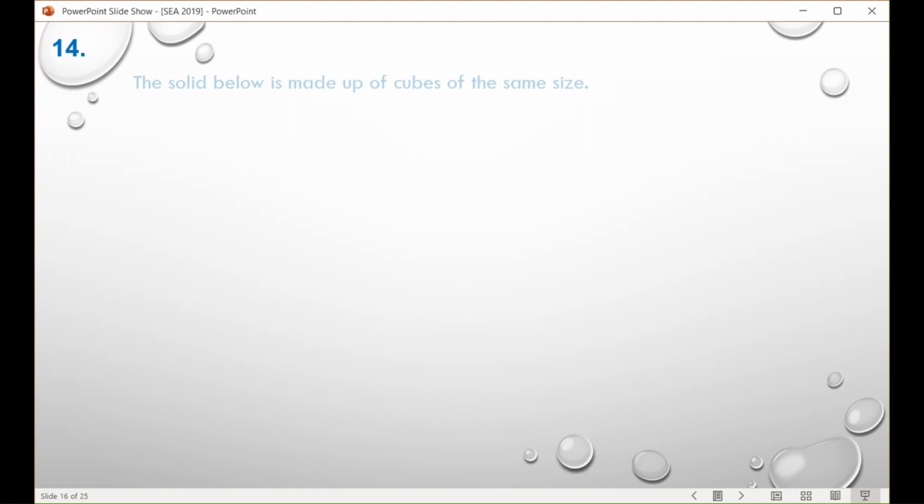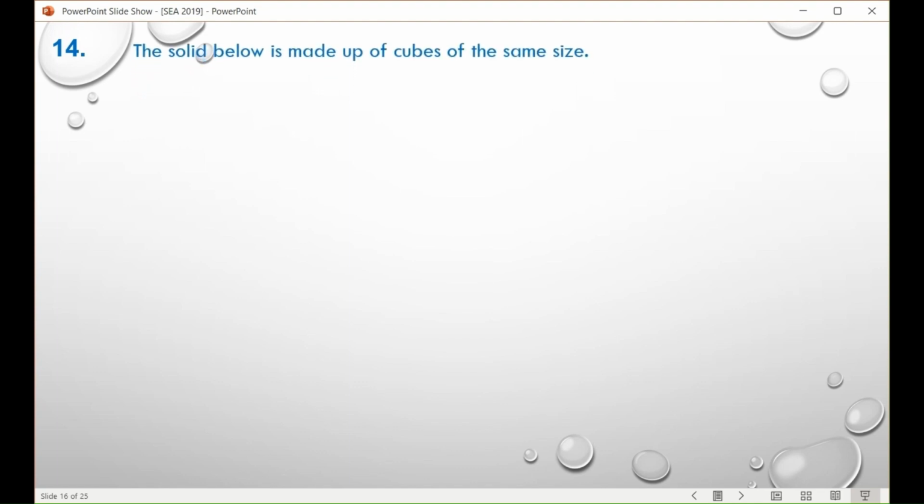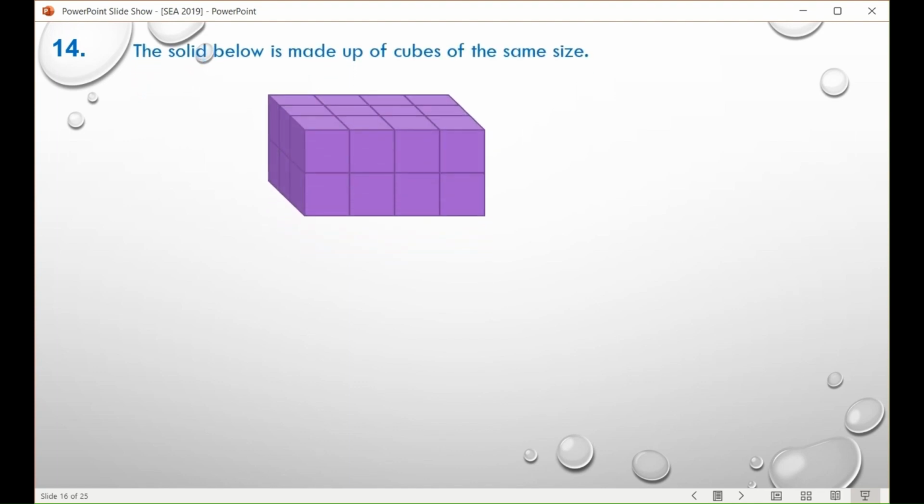Number 14, the solid below is made up of cubes of the same size. And from the dimensions given, we can see that the length, the breadth, and of course the height, all three will be the same for a cube, which in this case is 2 centimeters. So the question asks, what is the total volume of the entire solid?